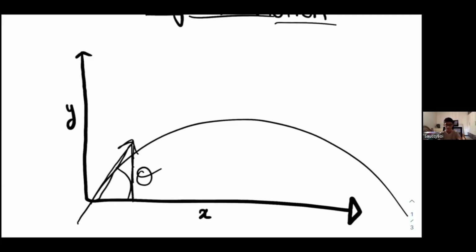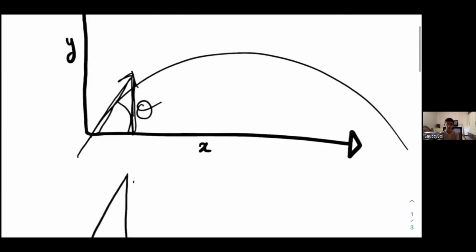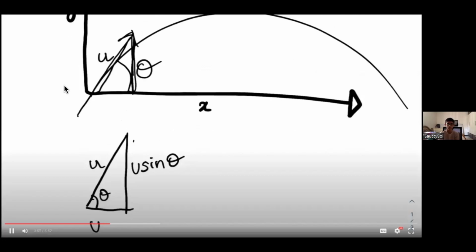this right angle triangle here. To better enunciate this, I'll redraw this triangle over here. So now I can write this as u, and this is the angle which the object is thrown at. Now using these two, I can write this as u sine theta, and I can write this as u cos theta.